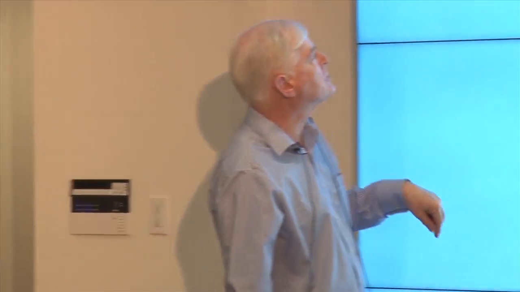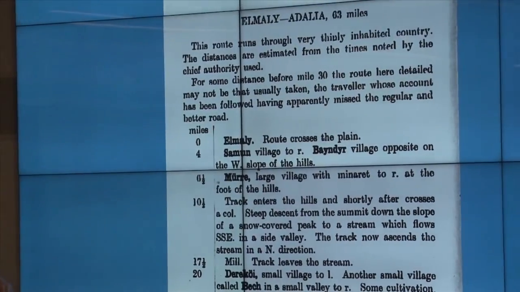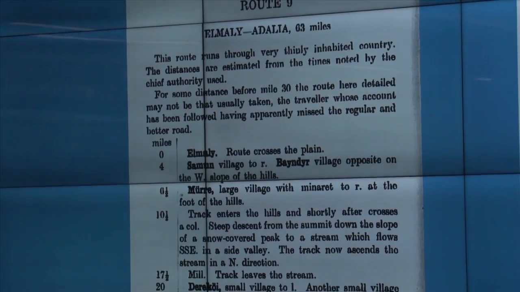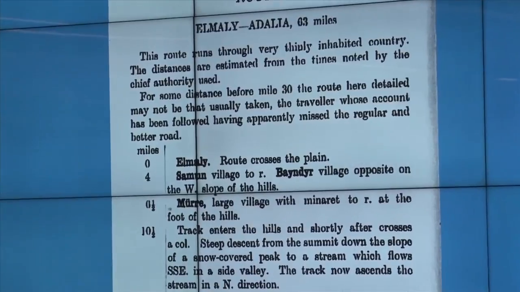And for the most part, the handbooks consist of Roman-style itineraries, accompanied by comments which demonstrate marvellously how ramshackle connectivity was in Asia Minor. And do look just at the headers. These are 2 quite separate pages. The distances are estimated from the times noted by the chief authority used. So the chief authority said this is 2 hours, so they then guessed that's so many miles.